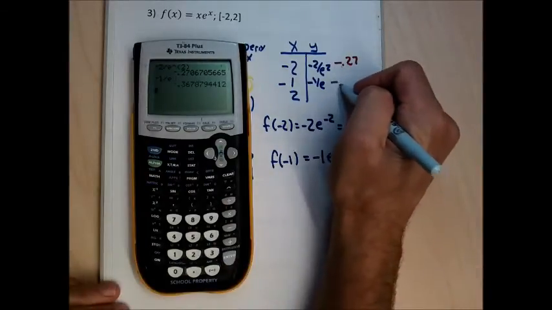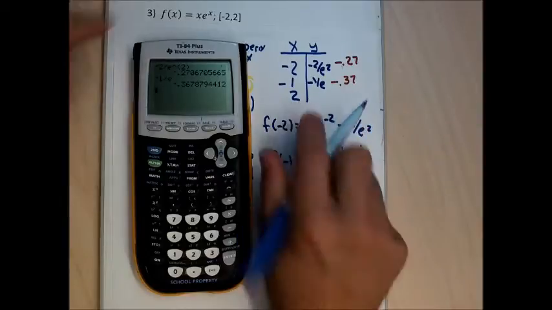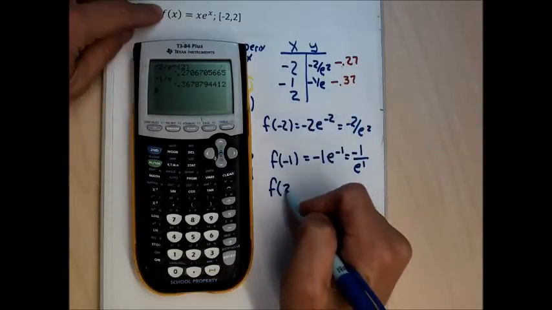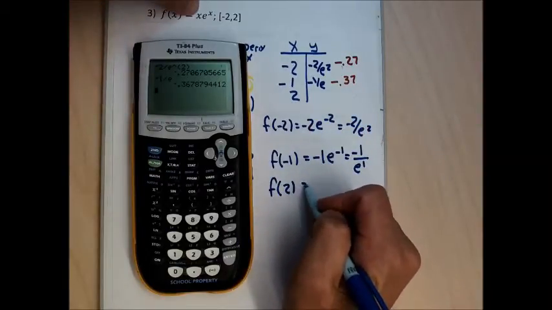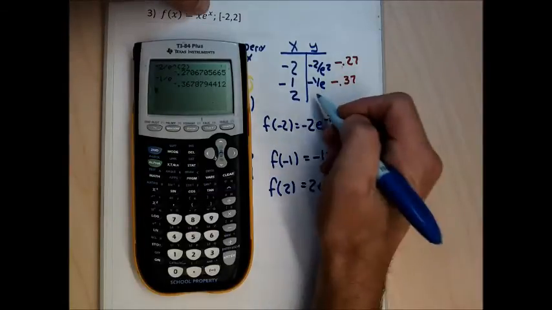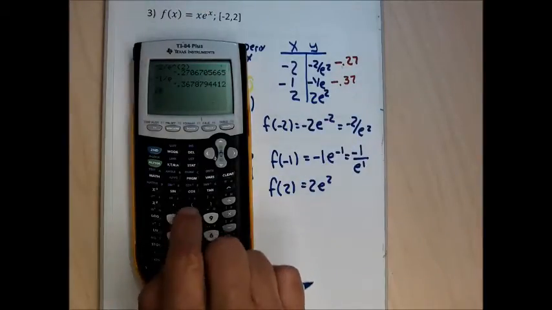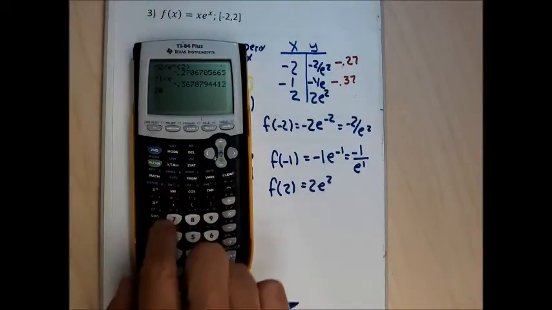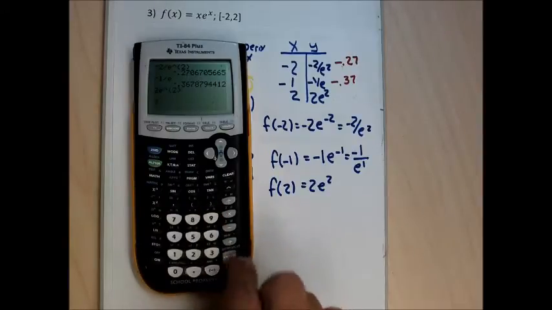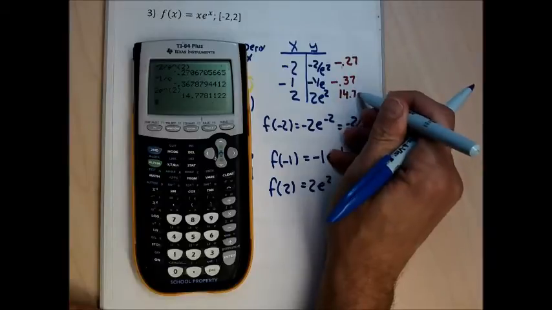This is negative 0.37 if I round to 2 decimals. The last thing I'm going to do is get a y for x equal to 2. f of 2 equals 2 e squared. That doesn't have a negative exponent. It's written in a decent form. And let me find a decimal equivalent for that. 2e squared is equal to 14.78, for lack of a better number.